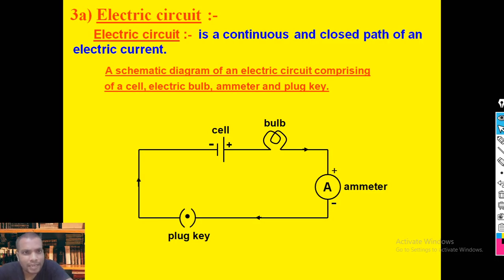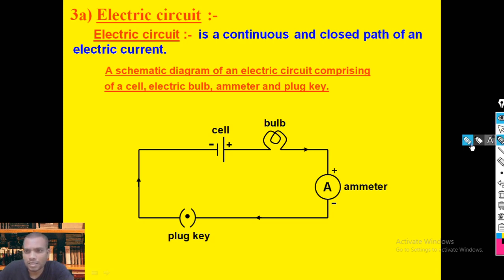Let's define an electric circuit. An electric circuit is a continuous and closed path of an electric current. A schematic diagram of an electric circuit contains a cell, an electric bulb, an ammeter or different components. Here, schematic diagram means the circuit wiring is drawn on the screen. This is the diagrammatic representation.